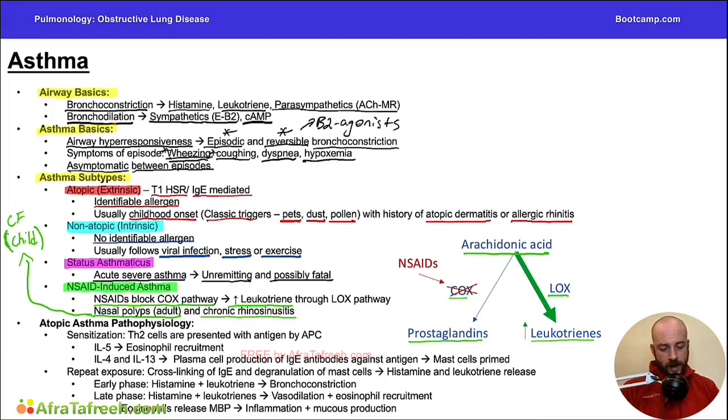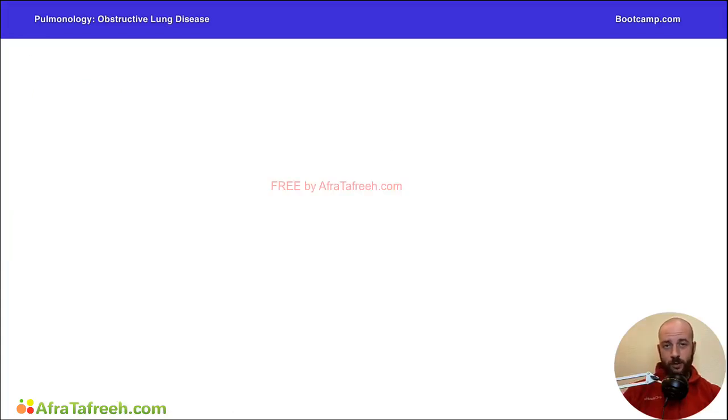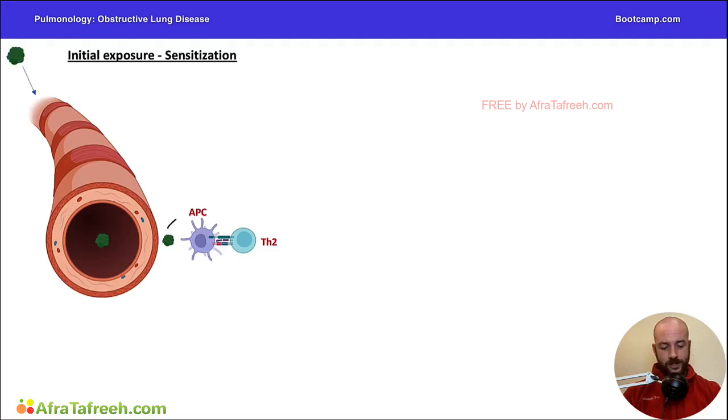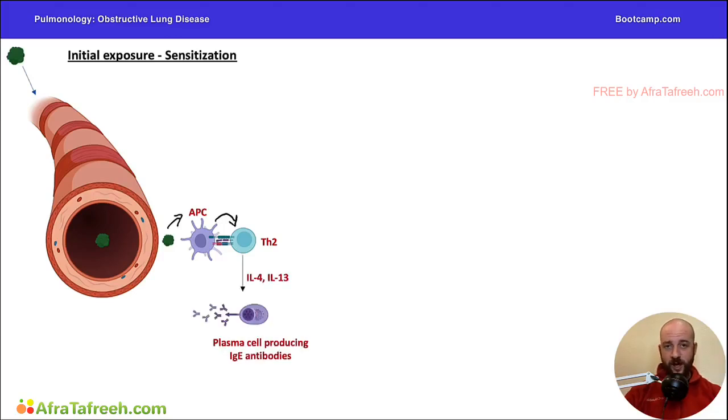Okay, now we're going to talk about atopic asthma pathophysiology, and we're first going to use a diagram to illustrate this. So the pathophysiology of atopic asthma is broken down into two separate events. The first event is called initial exposure or sensitization, and this is when we have the extrinsic allergen or antigen enter into the airways for the first time. Here, the allergen is picked up by an antigen presenting cell and then presented to a Th2 helper cell. The Th2 cell is then going to do two things. The first thing is it's going to produce IL-4 and IL-13, which are going to stimulate plasma cells to start producing IgE antibodies towards the foreign antigen.